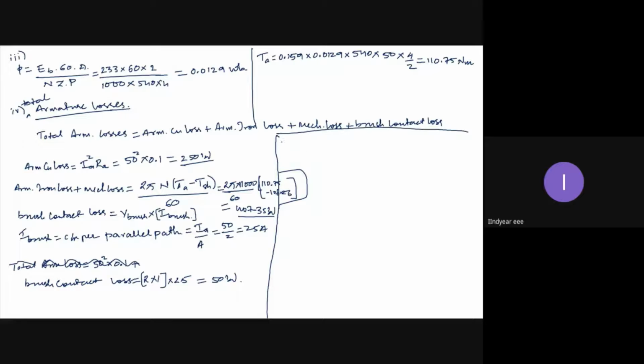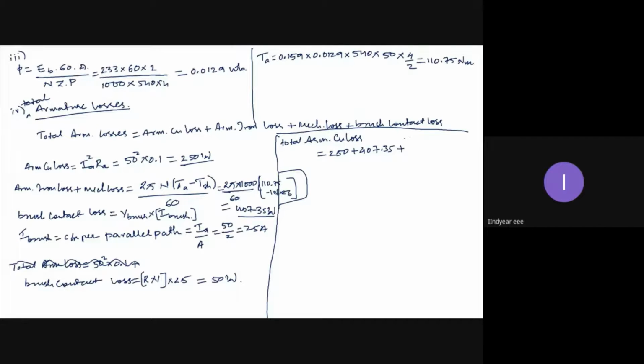So total armature copper loss. Am I audible? Yes, sir. Yes, sir. Because there is no response from your side, so I'm doubting.